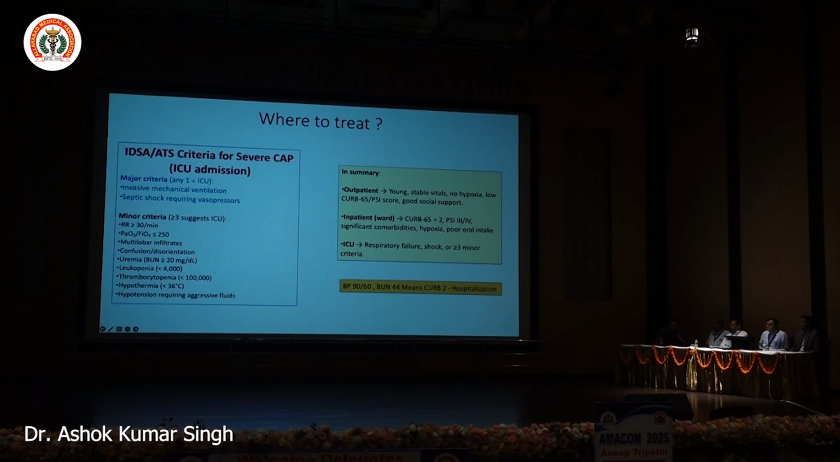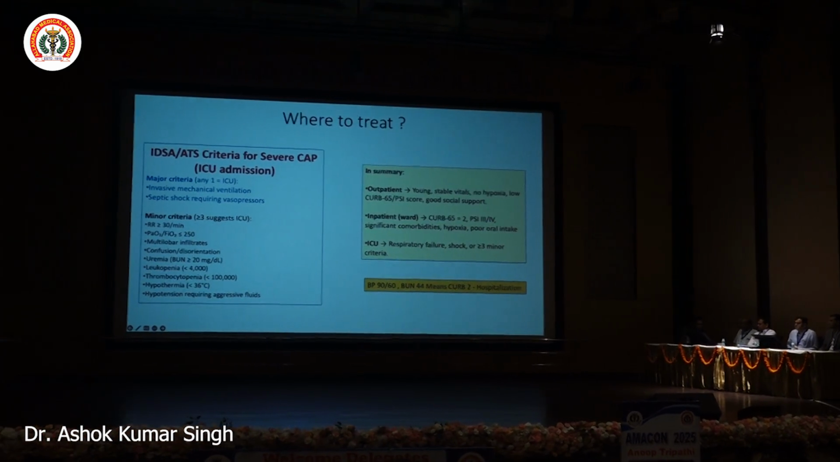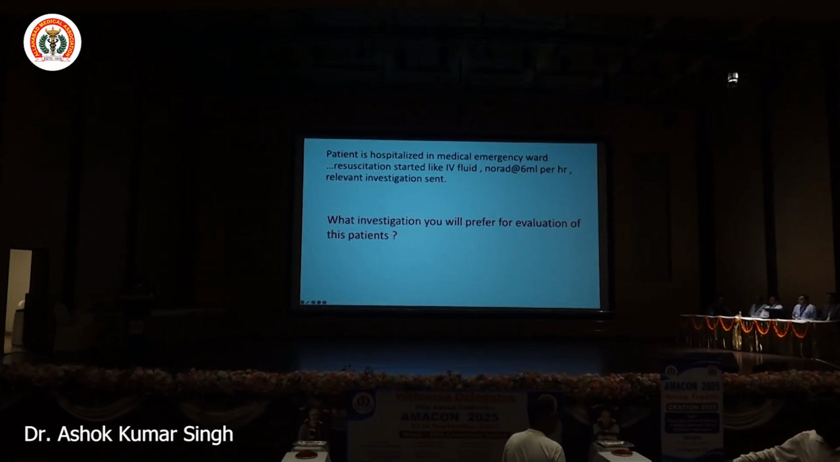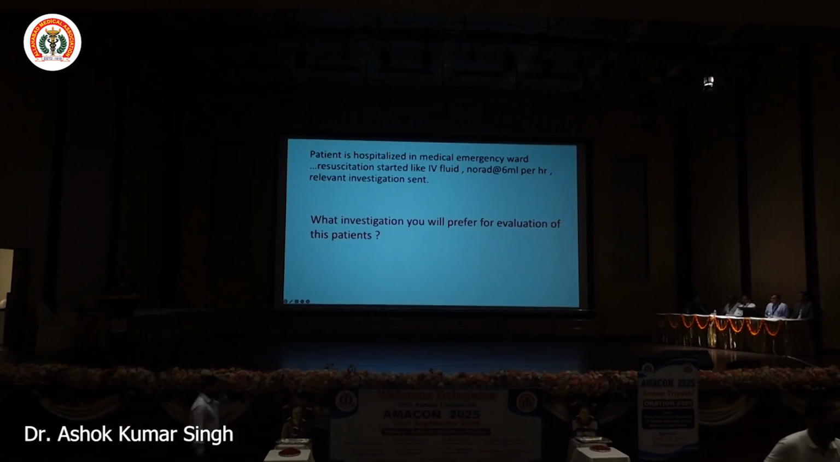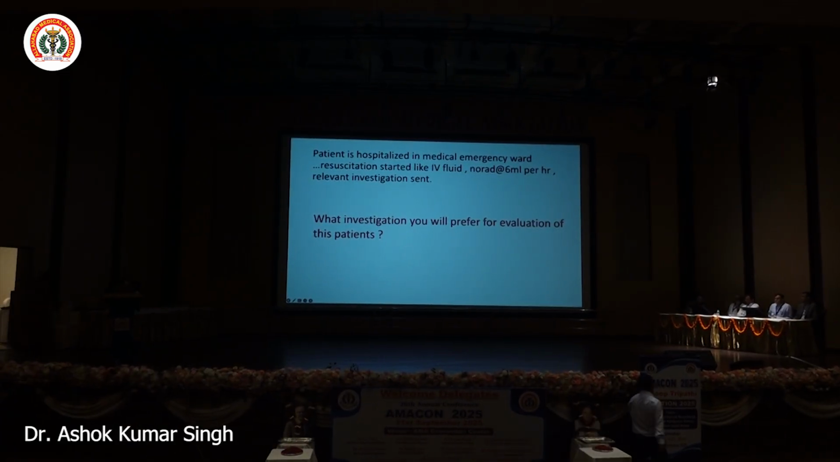So our patient is having blood pressure 90/60, BUN is 44. So this is having got 2 points. So the patient should be hospitalized. So the patient is hospitalized in the medical emergency ward. Resuscitation is started with IV fluid, noradrenaline at 6 ml per hour, and relevant investigations were sent, as the patient is having a little bit of hypotension.